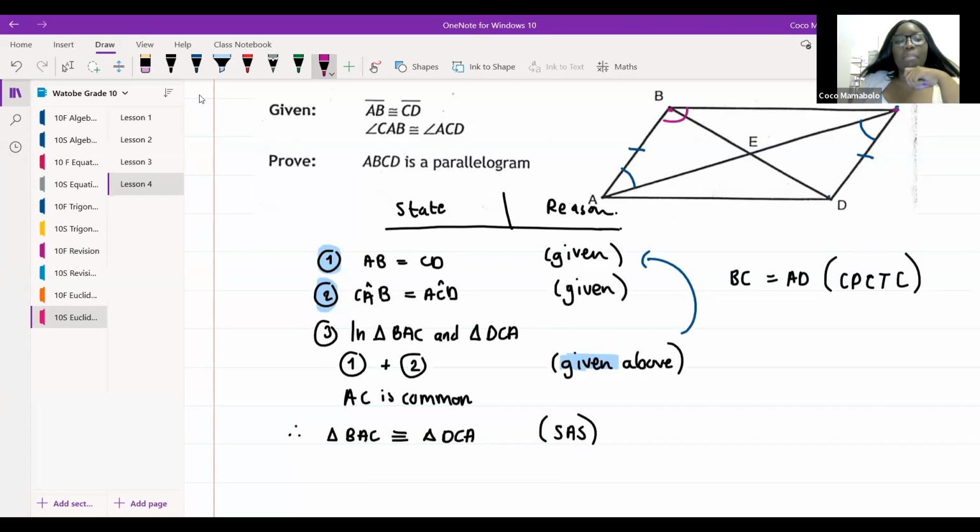That's it. Tiana's onto something there. Angle B is now automatically equal to angle D, because of CPCTC. Same reason, CPCTC. Now let's have a look at all the information we have, guys. Is this enough information for us to say that this is a parallelogram? Do we have enough information? Absolutely, we do.